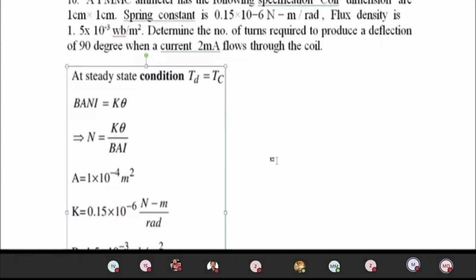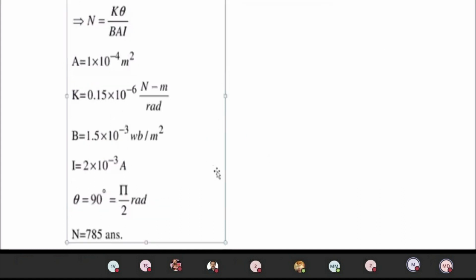And K, the spring constant, is given in Newton meter per radian. Flux density we have taken, and I, 2 milliamperes, has been taken as 2 into 10 to the power minus 3. And here you have to see, this is the change we have to do. Since the spring constant is also given in radians, the deflection should also be converted to radians. And theta is 90 degrees, the equivalent radian is pi by 2.